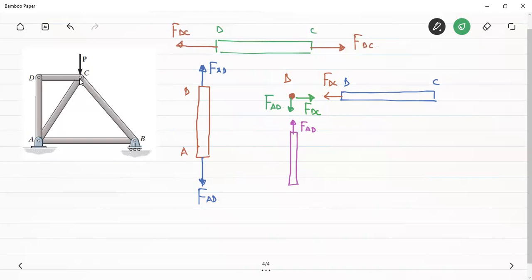Following the same steps, let me take the example of joint C. Joint C is connected by these members. One is the member DC. Another is the member CB. And another member is member AC.